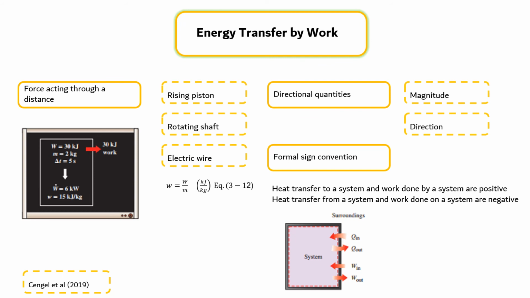When the direction of a heat or work interaction is not known, we can simply assume a direction for the interaction, then solve for it. A positive result indicates the assumed direction is right. A negative result, on the other hand, indicates that the direction of the interaction is the opposite of the assumed direction.